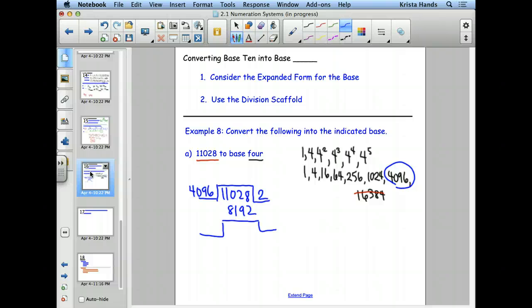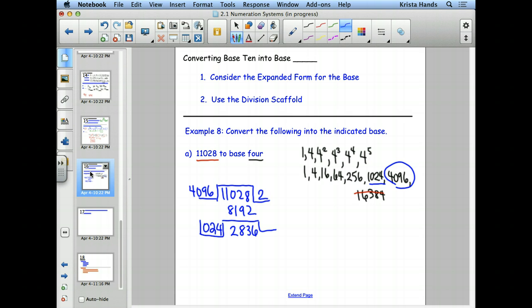$2,836, right? 2,836. Okay, so we're going to work our way down, and we're going to hit every single power. Even if it's too big for what we're still working with, we need to use every single power in the division scaffolding. So the next one I'm going to do is 1024.